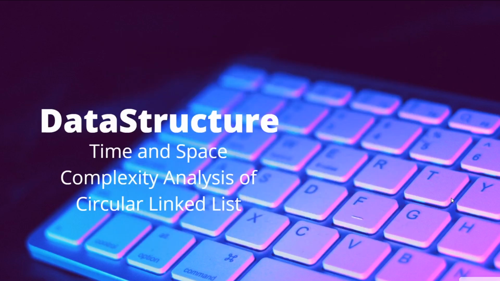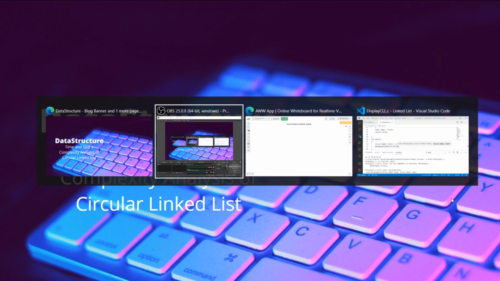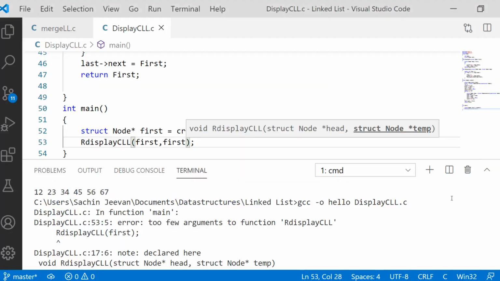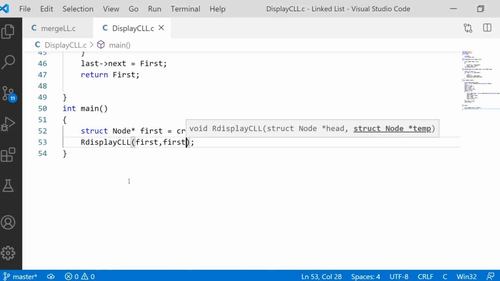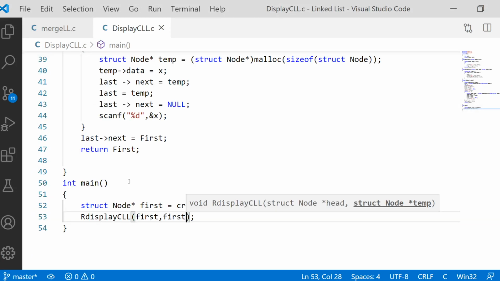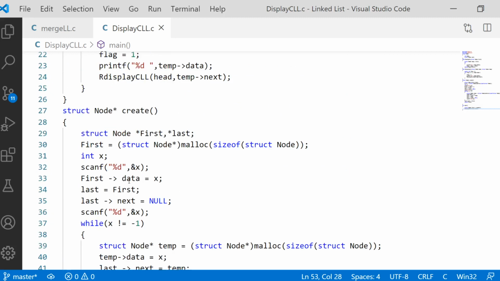Welcome students. In this video, we will be discussing time and space complexity analysis of circular linked list. Already we have the code of both the iterative as well as recursive procedure. So we will just find the time and space complexity analysis for both the approaches separately.